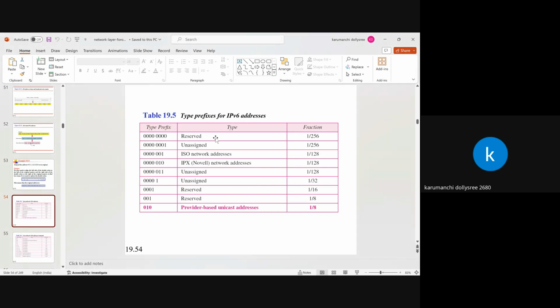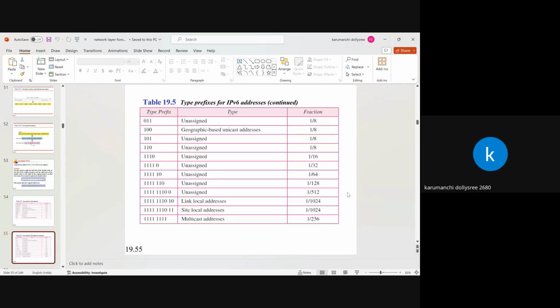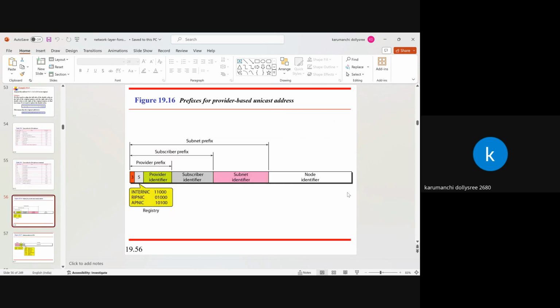So here we have different type prefixes, and what the type prefix is is also given here. There are reserved, unassigned, and reserved, and provider based unicast address. This is the fraction that each specific address takes, as given. So all these are the type prefix, type, and fraction which we are going to use, right?